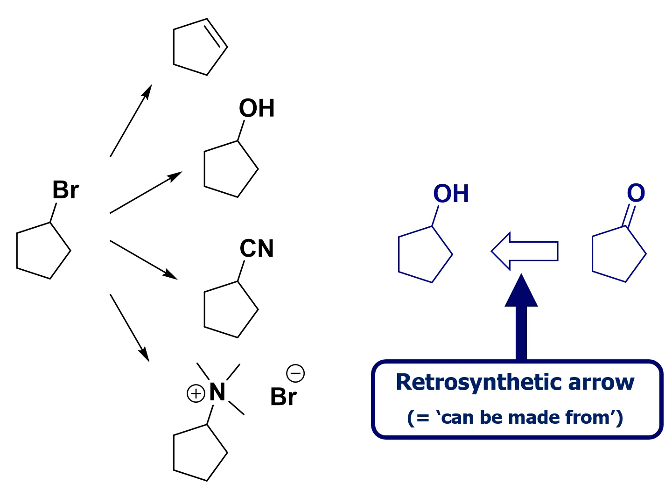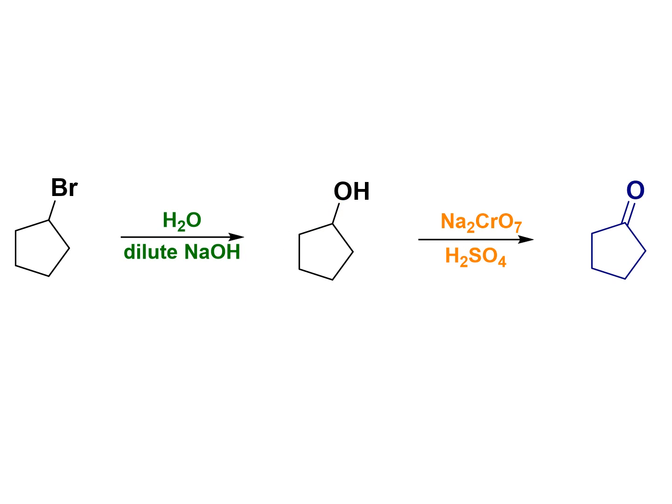Combining this new insight that we can make a ketone from an alcohol with our knowledge of the different things that we could make from the alkyl halide, we can develop a synthetic route from the bromide, firstly to the alcohol via a substitution reaction, and then oxidation of that alcohol using acidic dichromate to give our ketone product. And we've got there by working backwards retrosynthetically from the product as well as forwards from our starting material.